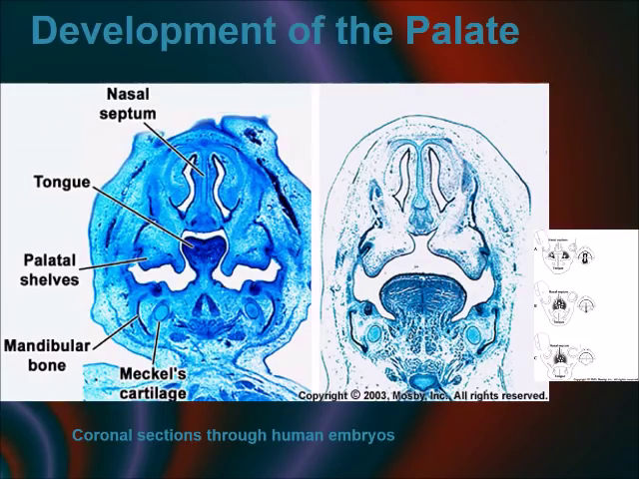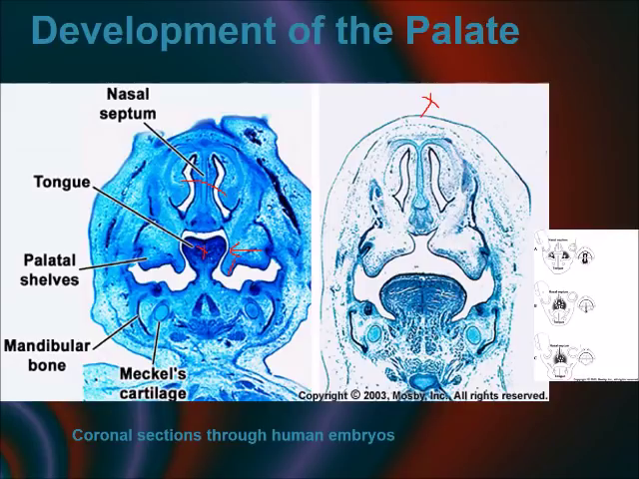This is a coronal section for an embryo at the age of 7 weeks, and here it is at the age of 8 weeks. At the age of 7 weeks, the maxillary process will grow toward the center of the developing pharynx. It will find in front of it the tongue, which prevents the two segments from joining together. The maxillary process will grow downward. This downward growth, we call it the palatal shelves.